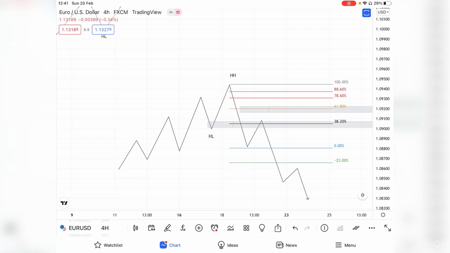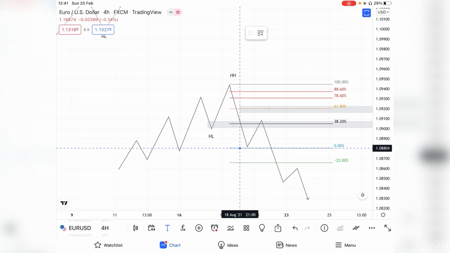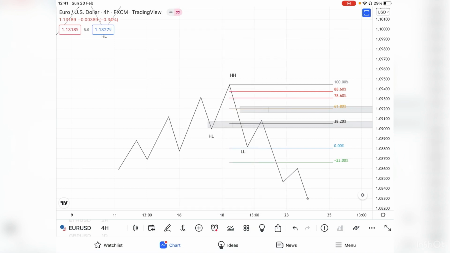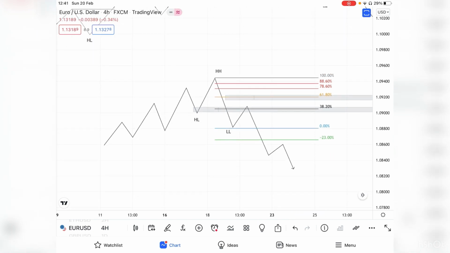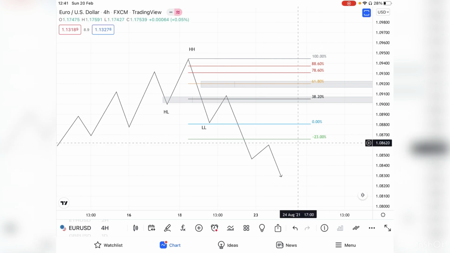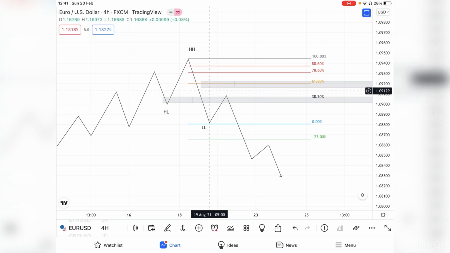So of course, after the market broke this higher low, it then created a lower low here because the higher low was broken. We have a lower low right here, then it created a lower high right here, then another lower low, another lower high, and it started to be in a downtrend. That's how you can spot a reversal. But as I said, keep in mind that it might come to the previous higher low, retest it, and then go down, or it might come to the 61.8 or 78.6 and go down.